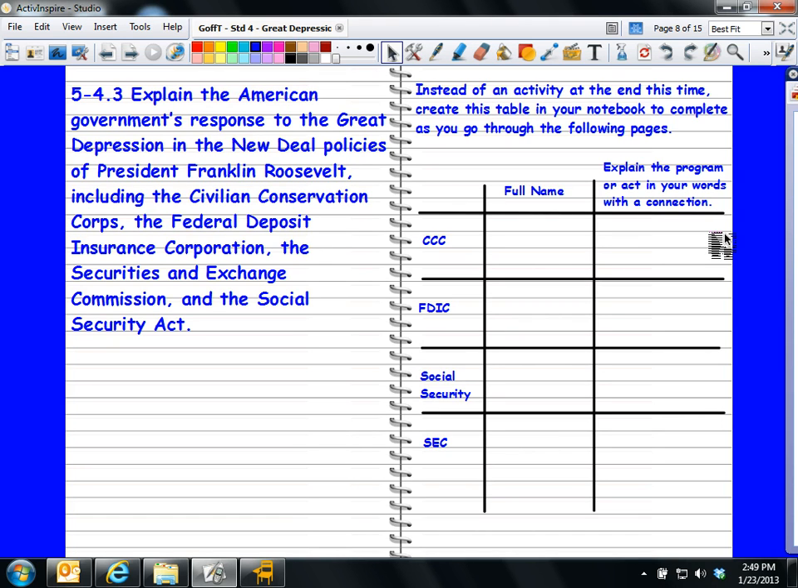Security Act. This lesson is going to work differently than other lessons so far this year in that you are actually going to create a table to begin with. So copy the indicator down, and then I want you to create a table on the next page like the one that you see. You're going to create a table so that you will be able to record some information as we go through today's lesson. So your table should look like the one that I've just circled here. That way you can actually take your notes in a way that you can go back and study them later.